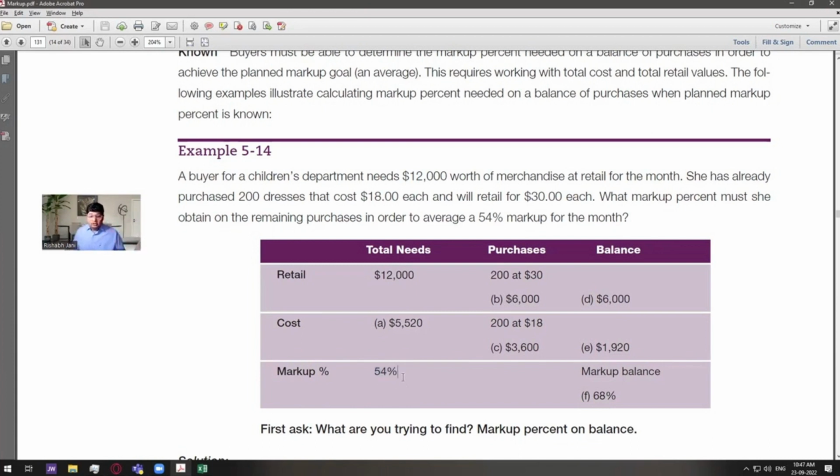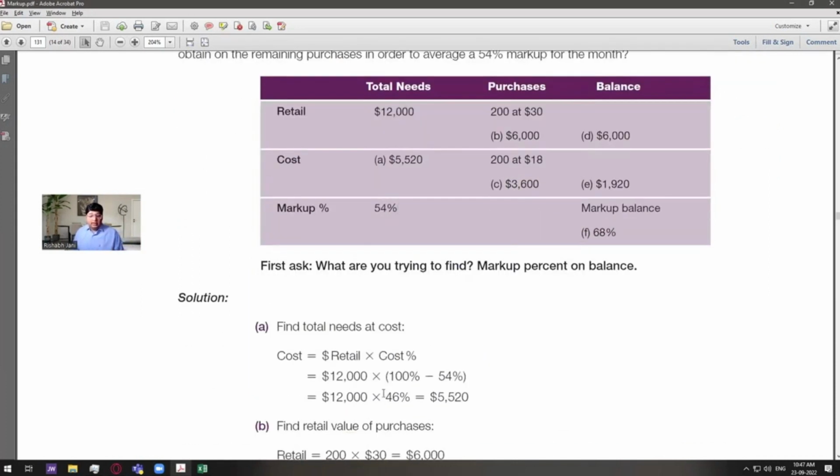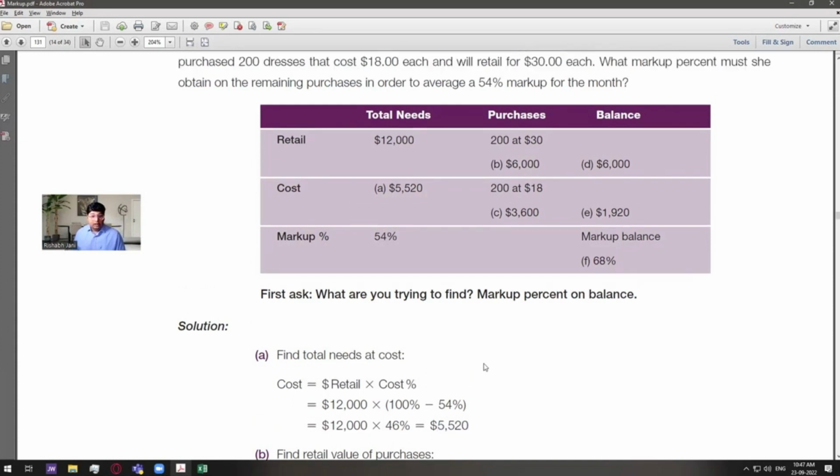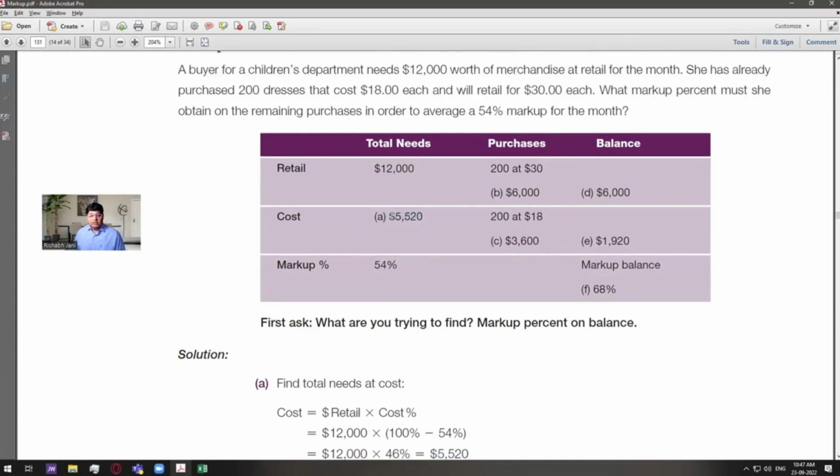Plain and simple. So first step is to take retail, which is 100%, minus markup, which is 54%. So we get our cost percentage, right? So we get our 46%. So we know that our cost percentage is going to be 46%. So 46% of 12,000 gives us 5520. So now we know that our purchases need to amount to 5520. Plain and simple. This is what we need.